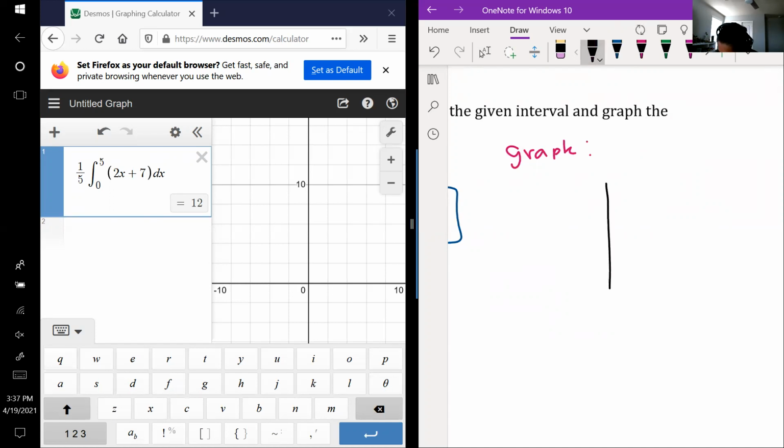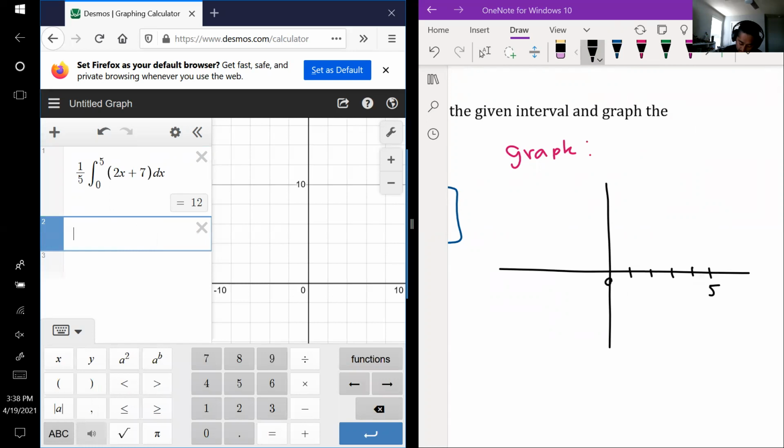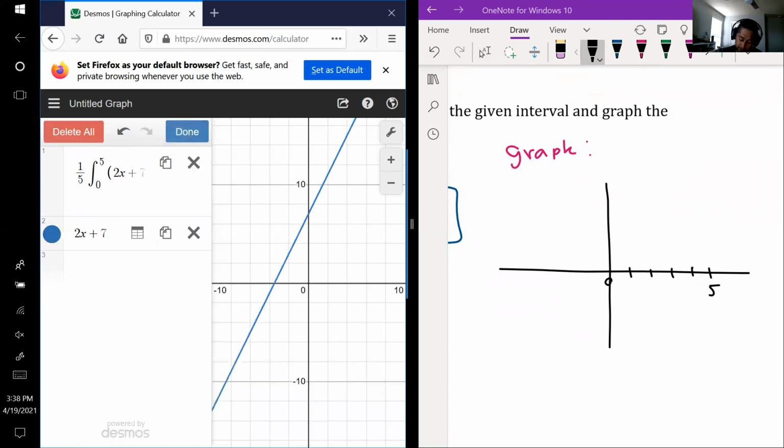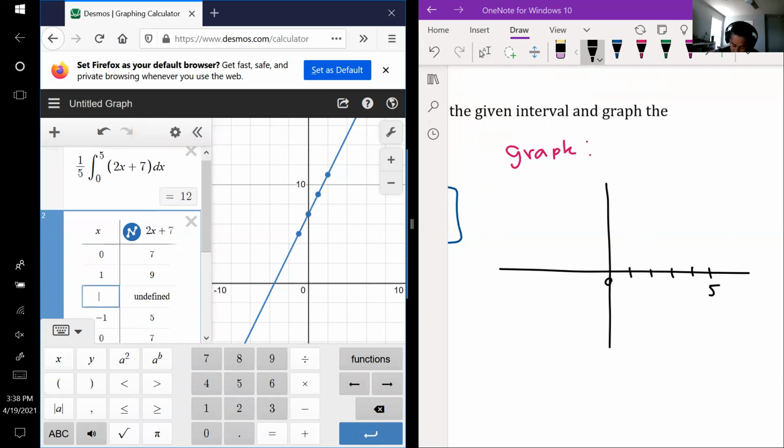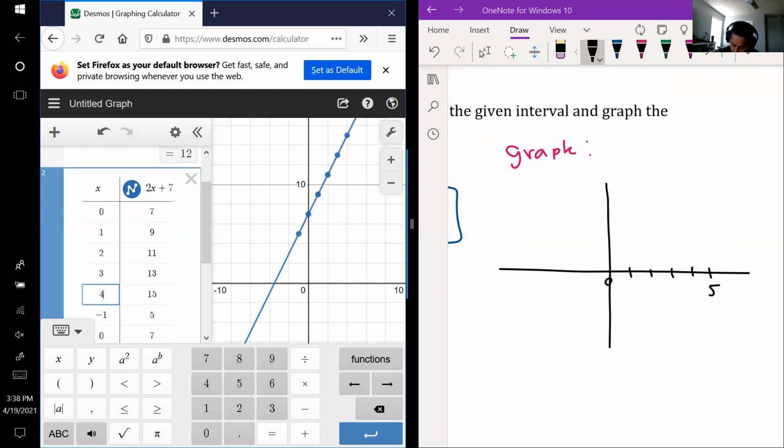Then here we are. Here's 0, 1, 2, 3, 4, 5. And I'm going to type in this function in Desmos. The function is 2x plus 7. And I'm going to use that table feature. And we're going to type in those x values from 0 to 5: 0, 1, 2, 3, 4, 5.